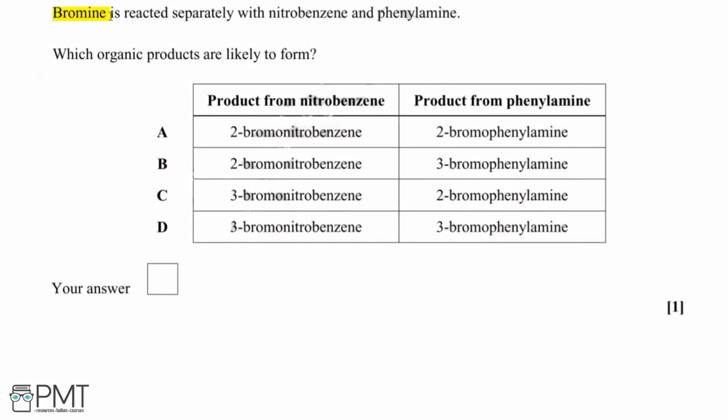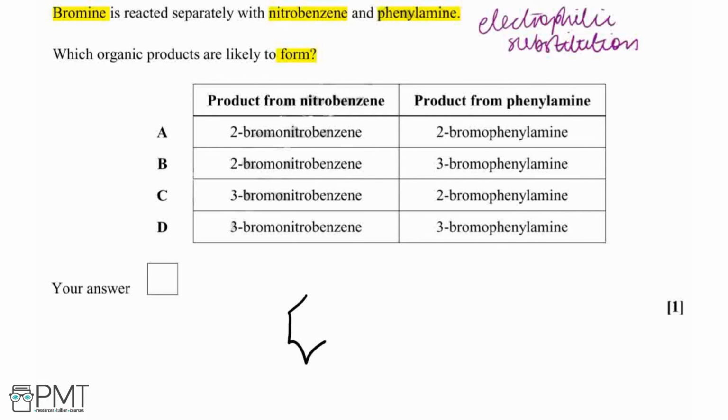In this question, bromine is reacted separately with both nitrobenzene and phenylamine. Now these are both examples of our electrophilic substitution of that benzene ring overall. So we need to predict whereabouts this substitution will occur and therefore which organic products are going to be likely to form overall. So let's start by drawing out both the nitrobenzene and phenylamine so that we can predict which groups they will direct to.